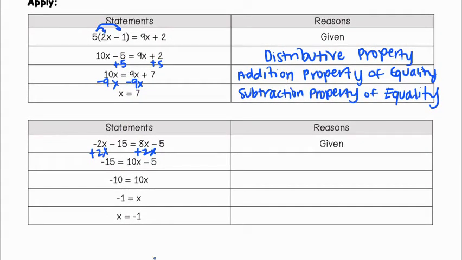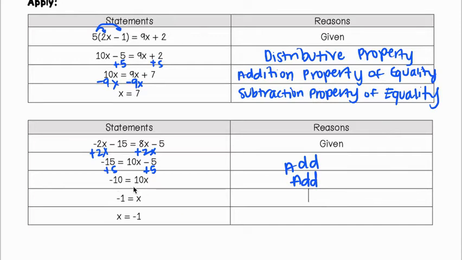Then in my next line, I have negative 10 equals 10x. So my 10x stayed where it was, but I no longer have this minus 5. So to get rid of minus 5, I would have had to add 5 to both sides, and that would, again, be my addition property of equality. I'm abbreviating this. You would want to make sure that you are writing out the entire property.